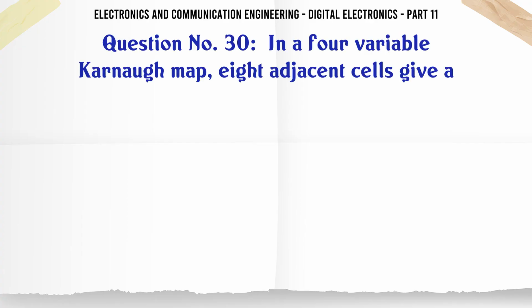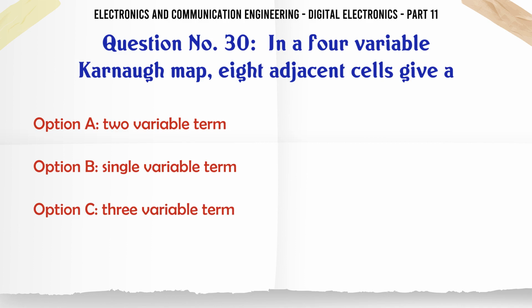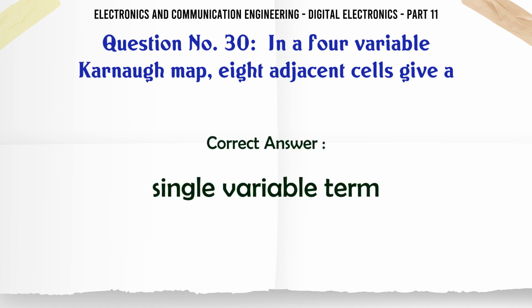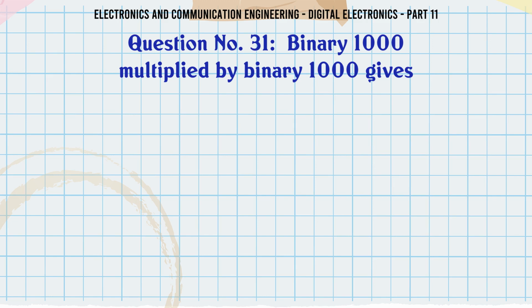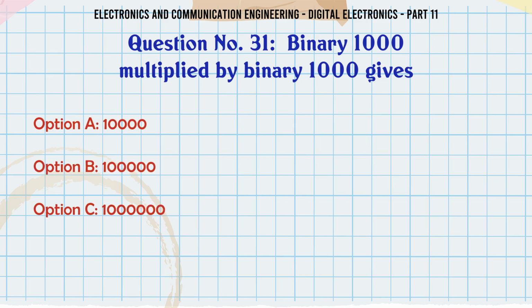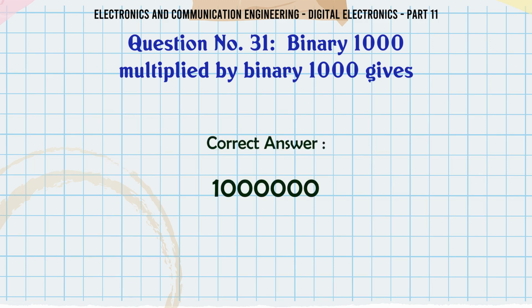In a 4-variable Karnaugh map, 8 adjacent cells give A. 2-variable term, B. Single-variable term, C. 3-variable term, D. 4-variable term. The correct answer is single-variable term. Binary 1000 multiplied by binary 1000 gives A. 10,000, B. 1 lakh, C. 10 lakhs, D. 1 crore. The correct answer is 10 lakhs.